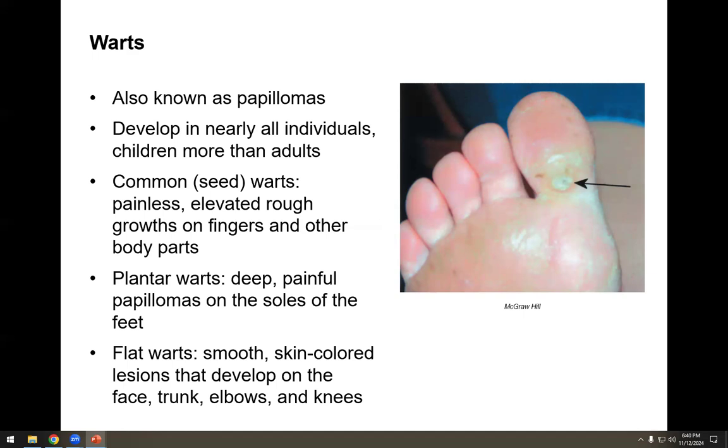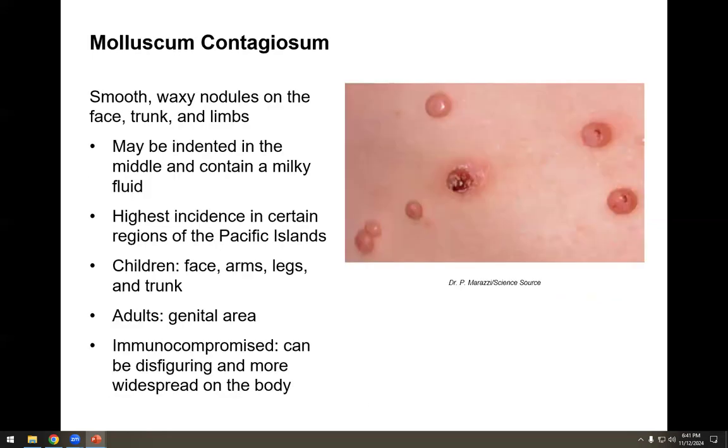They might feel a little bit raised, but they're mostly flat and typically in thicker skin areas like the soles of the feet. Then we have flat warts that are truly flat that you can see on the face, the trunk, and the elbows and the knees. Molluscum contagiosum, again, it's on its own. Wart-like eruptions. Children might have it pretty much anywhere in the body, but adults usually get it associated with sexual transmission. So in the genital area, if you are immune compromised, you can get these all over the body. It can be very disfiguring. This looks very similar to smallpox, but with these wart-like eruptions.